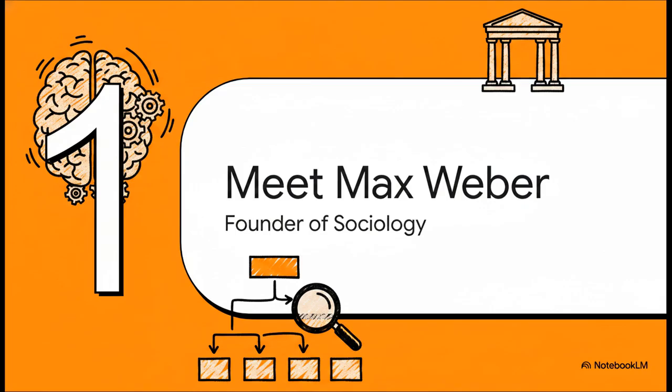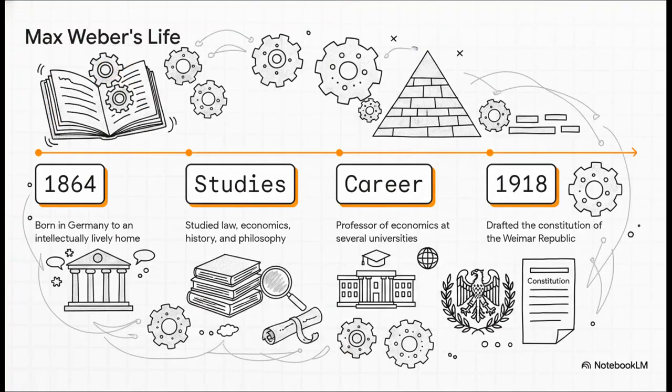Meet Max Weber, the founder of modern sociology. To truly grasp the bureaucratic system, we first really need to understand the mind that systematically analyzed it and gave it a name. Max Weber was a prominent German sociologist and political economist, and his background heavily influenced his theories. Born in 1864 into an intellectually lively home, frequented by leading politicians no less, he was basically steeped in massive ideas from day one. He pursued extensive studies across law, economics, history, and philosophy. He became a professor at major universities, and, pretty significantly, in 1918, he even served on the committee drafting the Constitution of the Weimar Republic.